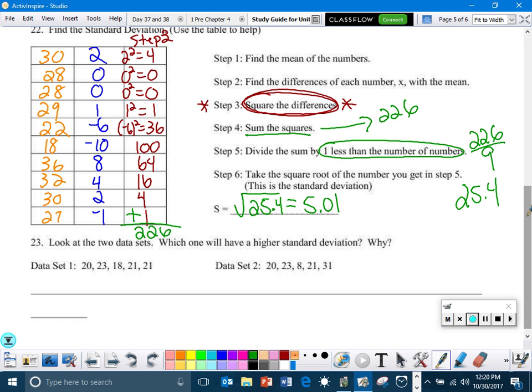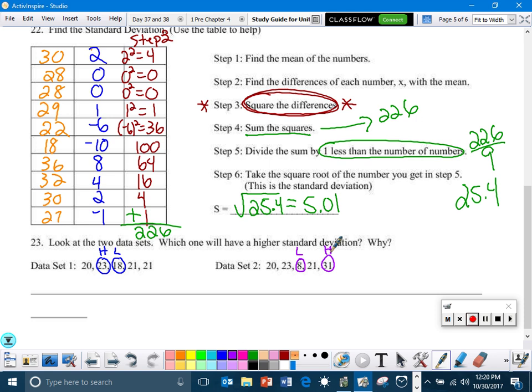Okay, number 23. Look at the two data sets. Which one will have a higher standard deviation and why? Okay, you do not need to type these into the calculator to know the answer to it. What you're going to do is look at the highest and lowest number, okay? So in this data set, the lowest number is 18. The highest number is 23. There's not that much difference between 18 and 23. In this data set, the low number is 8. The high number is 31.